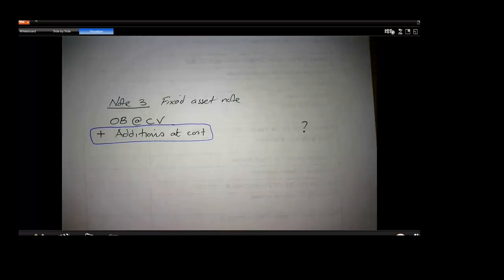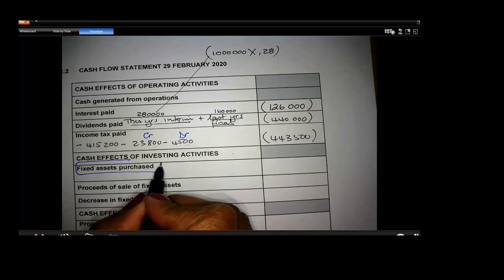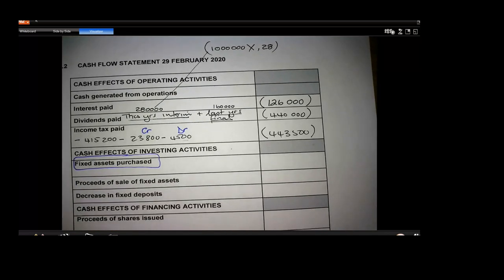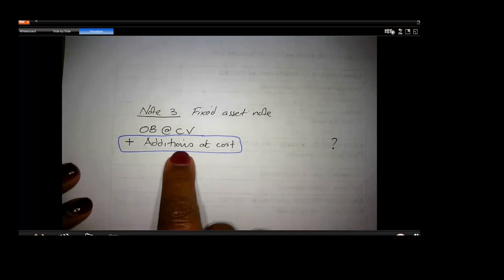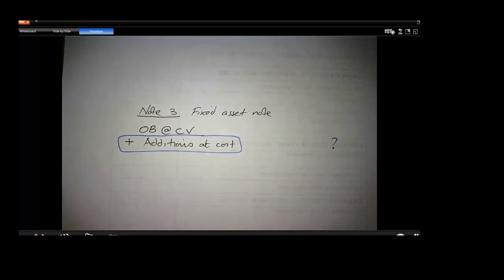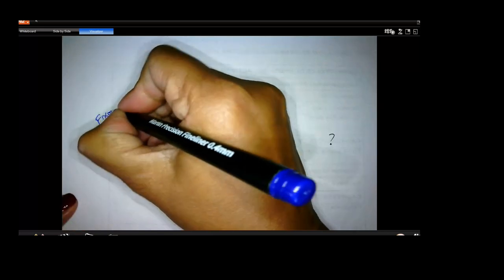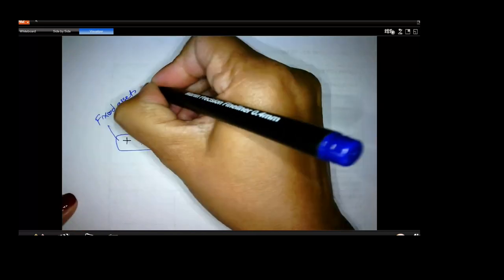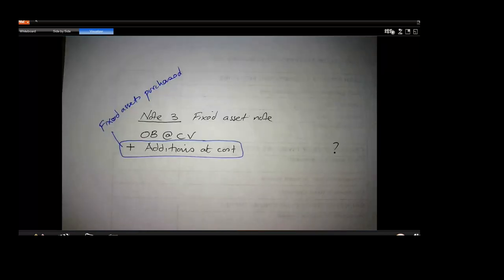I'm going to flip over now. And fixed assets purchased is the same thing. It is just different wording. So when I put a question mark there, I'm trying to work out fixed assets purchased. So in the cash flow, that is known as fixed assets purchased. Remember, we are busy with investing activities. How do I know this? Because I memorized it. But I'm not writing the exam.